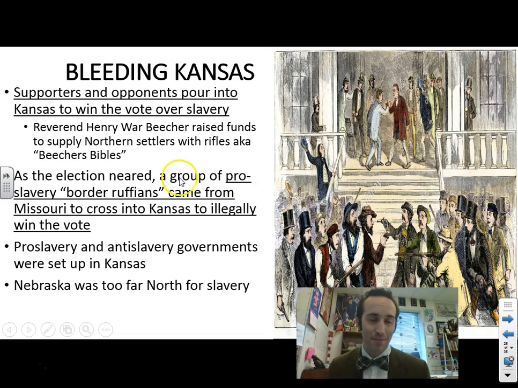As the election neared, a group of pro-slavery border ruffians came from Missouri and crossed into Kansas to illegally win the vote. A bunch of people that didn't even live in Kansas crossed over to vote for slavery. This led to a disputed vote, and people debated whether it was a fair election. Eventually they set up two competing governments in the state, a pro-slavery government and an anti-slavery government. Nebraska wasn't even an issue; it was too far north and didn't have the population yet.